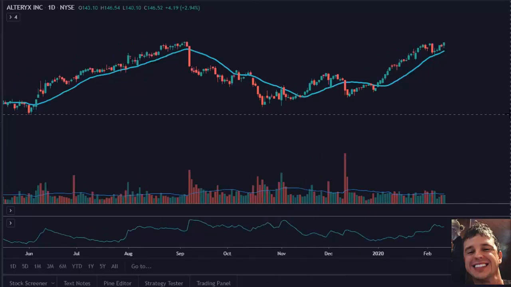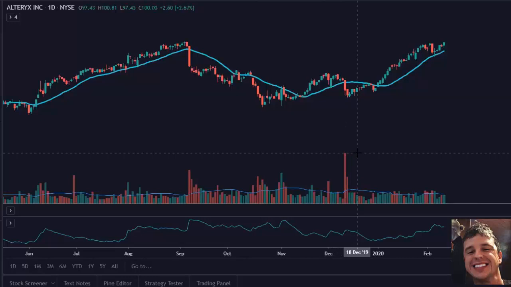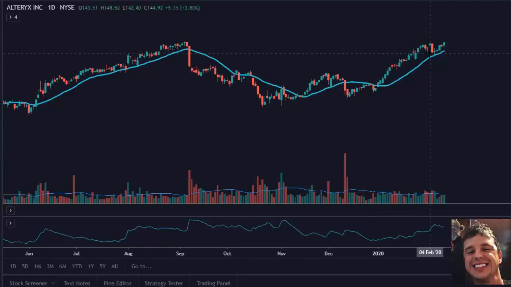Now, we can see that the last time that price handedly closed under the 20-day was back here at the end of December. And that was on a fairly pronounced sell volume bar. But since it retook it back here, it has not gotten back under that 20-day for some time.